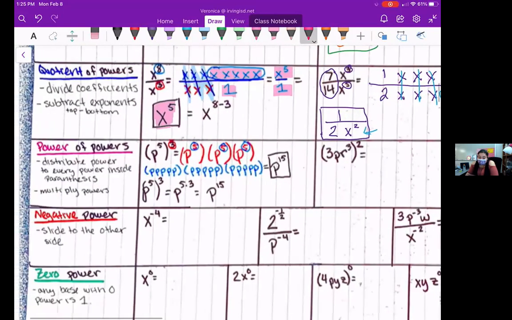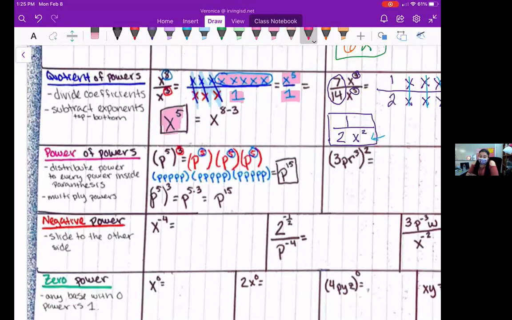So, power of a power. Here you can see the expansion of it, right? You have parentheses, p to the power of 5, parentheses, and then a 3. You know that it's power of a power because you're going to have a power right next to each other, okay? And you're going to see parentheses. So power, parentheses. You have to see the parentheses and the power on the outside, okay? So if we expand it, you can see why we get what we get.